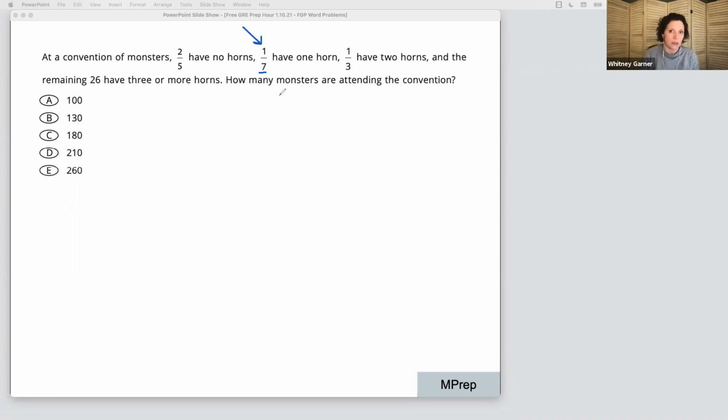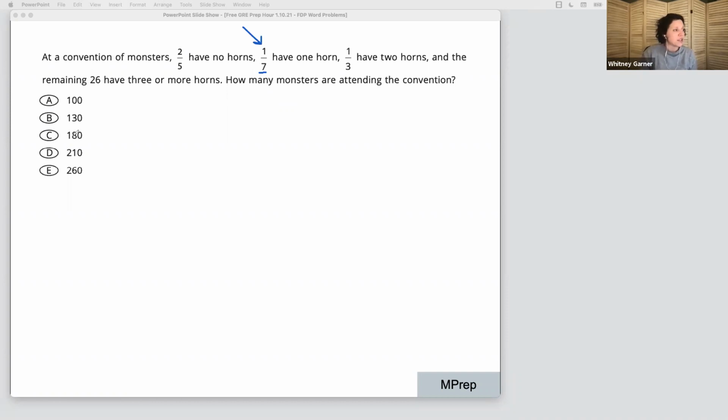So it's like, oh, well, I also know that 1/7 of whatever number of monsters there are have 1 horn. So which of these answer choices can I take 1/7 of? This one is extra special easy if I catch that, because there's only one answer choice that I can take 1/7 of. Only one.